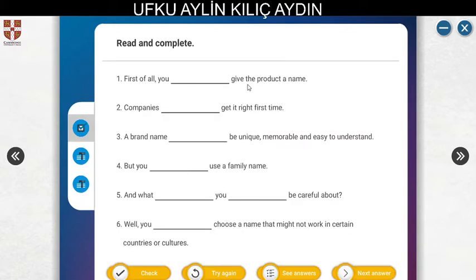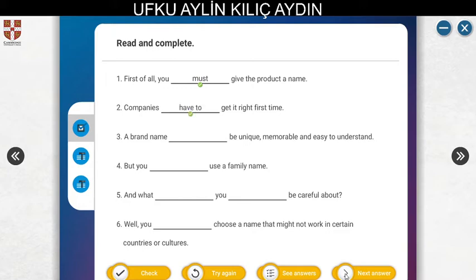First of all, you give the product a name. You should or must, okay? You must. This is a suggestion, a strong suggestion, but you can use should as well. Why not? First of all, you must, according to the article, we will answer these questions. First of all, you must give the product a name.